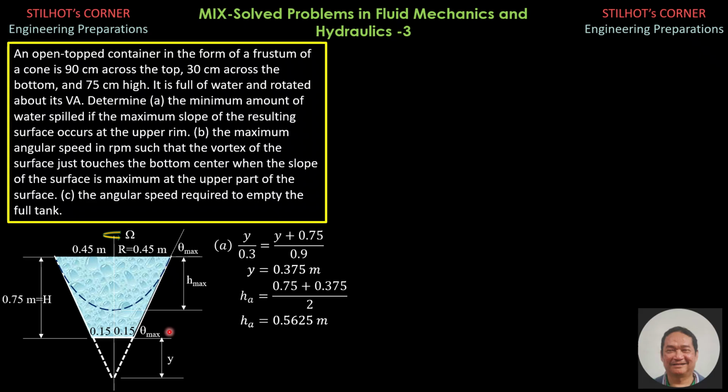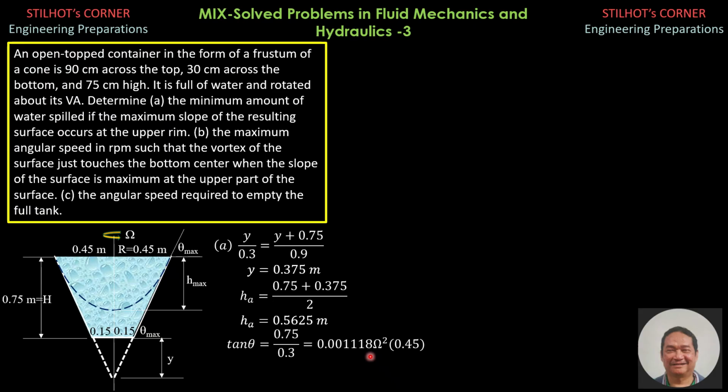So another way is using the slope. Tangent theta max is opposite 0.75 over adjacent 0.3. This is 0.3, 0.45 minus 0.15. So tangent theta max is 0.75 over 0.3, and that is equal to 0.00111 omega squared times 0.45, omega squared times radius.